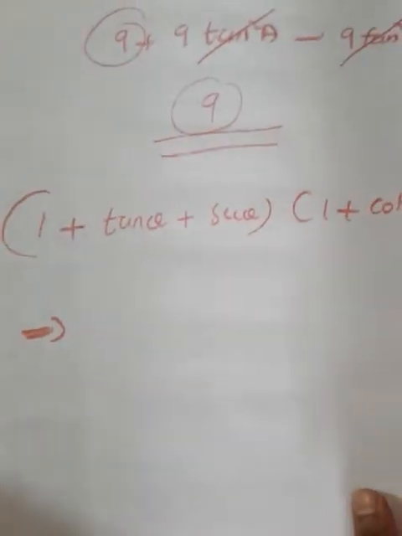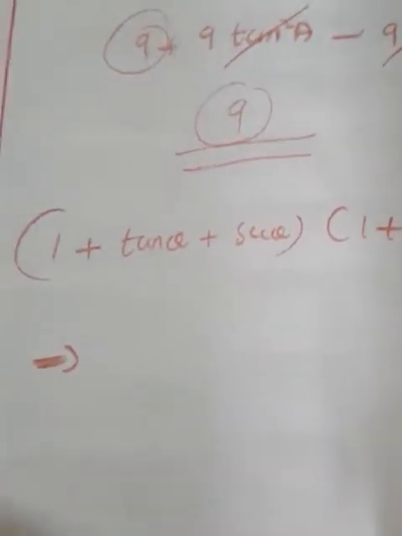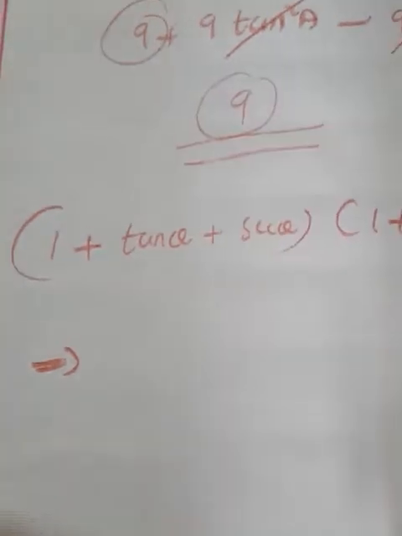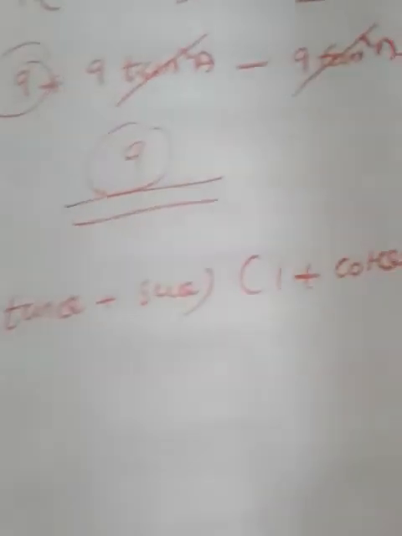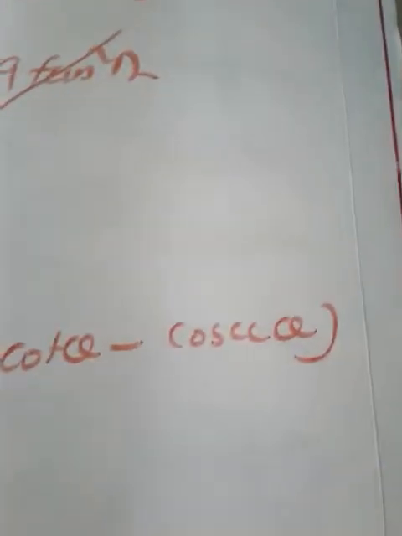And this is also a question in the same way. 4 options are given. We have to choose any one option. Anyway, forget about the options. We are going to simplify this question. The question is 1 plus tan theta plus sec theta into 1 plus cot theta minus cosec theta.